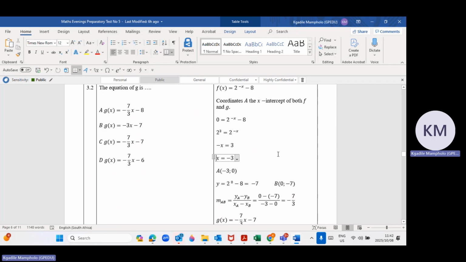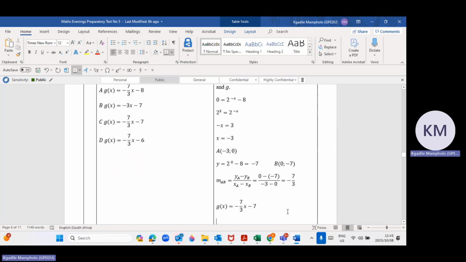To get the coordinates of B, just let x be 0 because B is the y-intercept. Then 2 to the power 0 is 1. 1 minus 8 is minus 7. Then the coordinates of B will be (0, -7). Then it means the gradient of AB will be change in y over change in x. The y of A is 0, y of B is minus 7. X of A will be minus 3, x of B will be 0. Then the answer will be negative 7 over 3.